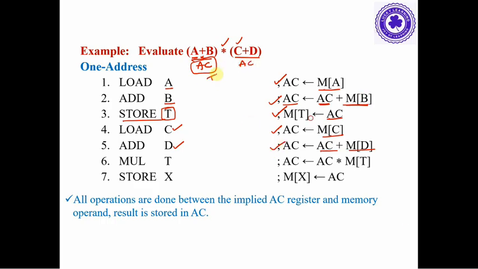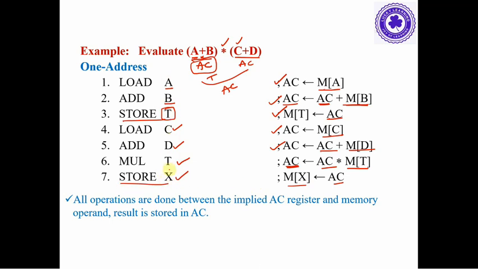Now this value in the T, next it has to perform multiplication with T. That accumulator value is multiplied with the value in the location at T. The result is stored into the accumulator. Now the final result is in the accumulator. This final result is to be stored into the memory at location X by using the store instruction.